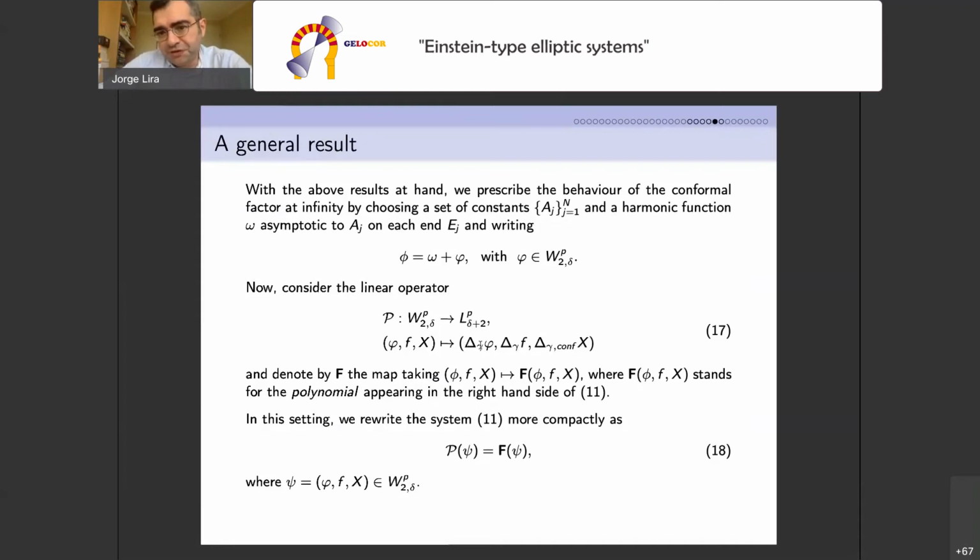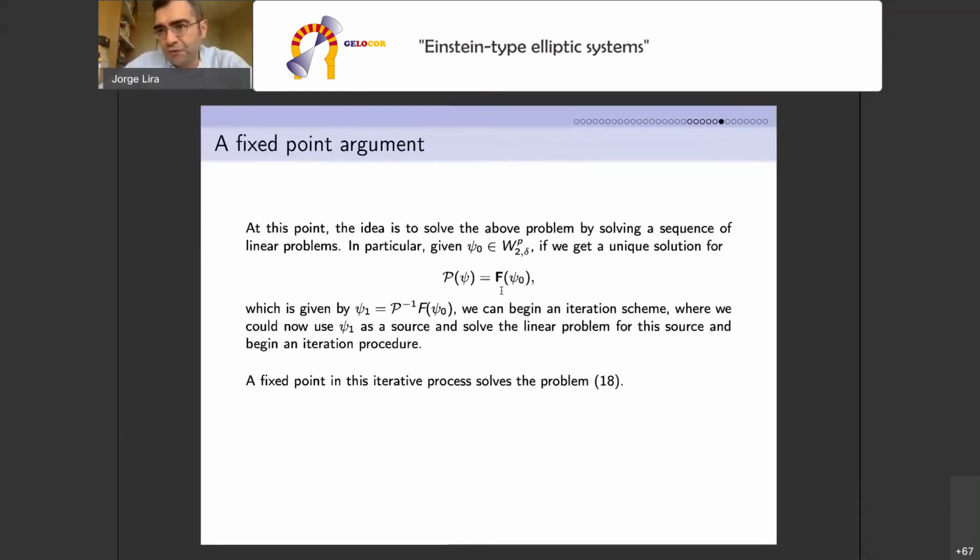So the purpose is to invert P, so as to obtain psi as exactly a fixed point of this operator P minus 1 F. The idea is exactly to invert P and to control the norm of F. I have to control the norm of F in such a way that the inverse operator can act on this right-hand side here.